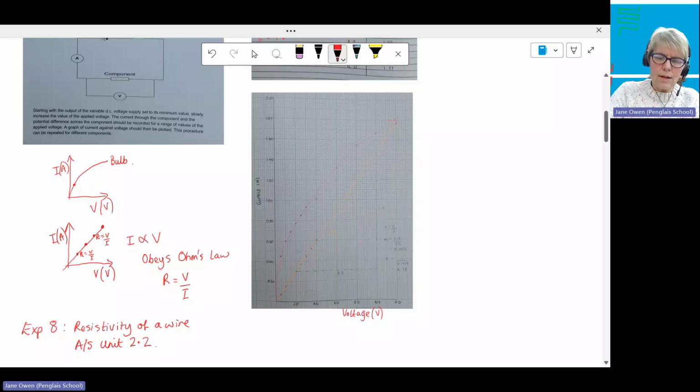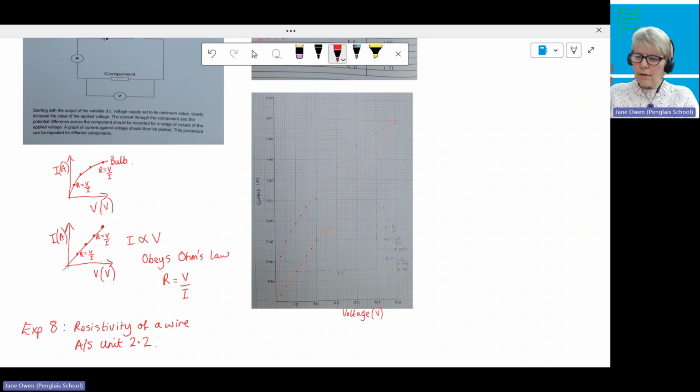Whereas if you did it along the bulb, you'd find that the resistance would increase, where resistance equals voltage divided by current. This is because in the bulb at higher voltages, the temperature of the wire inside the bulb increases, and so that provides more resistance for the electrons flowing through the vibrating atoms.